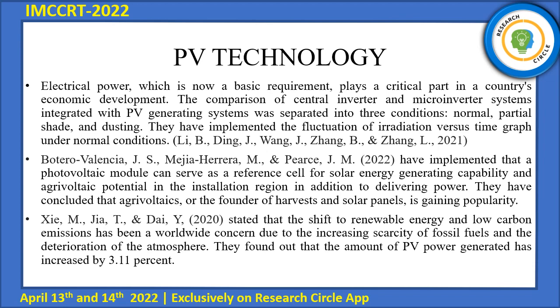First is the PV technology. Electrical power, which is now a basic requirement, plays a critical part in a country's economic development. The comparison of central inverter and microinverter systems integrated with PV generating systems was separated into three conditions, which are normal, partial shade, and dusting. So the authors have implemented the fluctuation of radiation versus time graph under normal conditions.